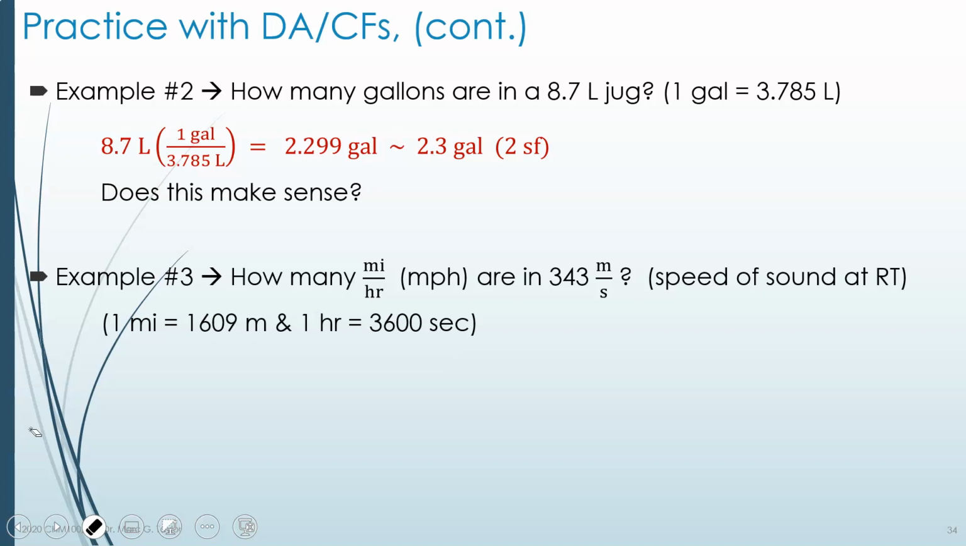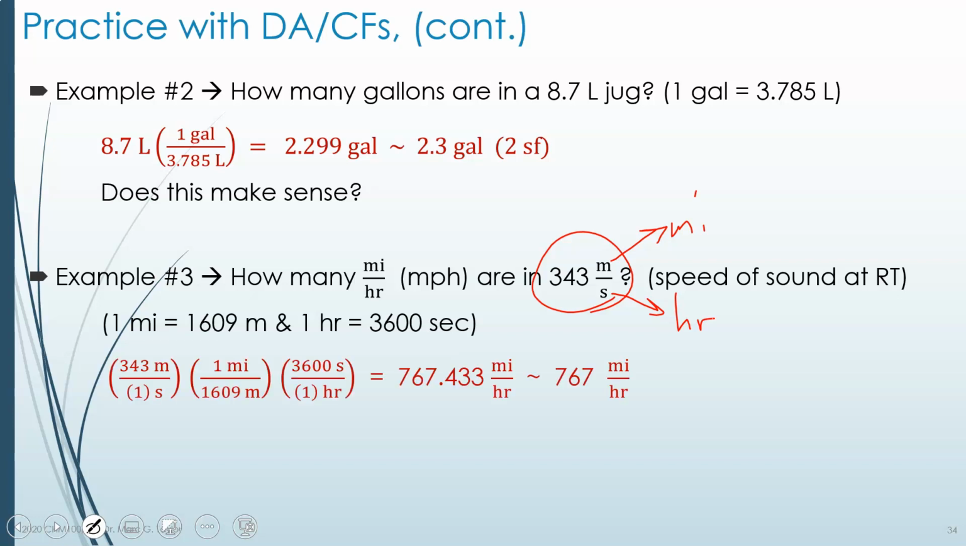So if we start with the thing we have, which is this value, and I'll circle right here, we start with that number. We have to convert meters to miles, but we also have to convert seconds to hours. And there are two conversion factors here. Now, I'll pause for a second. You can stop the video and see if you can do this on your own.